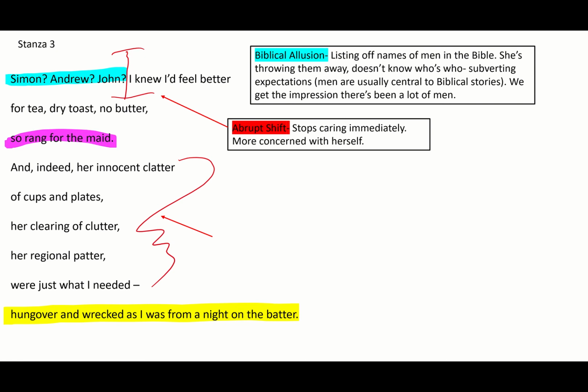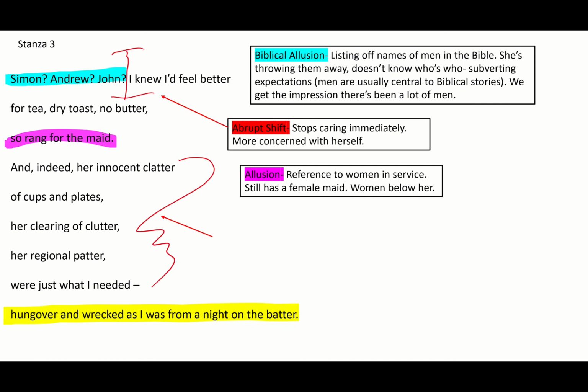So I knew I'd feel better for tea, dry toast, no butter, so rang for the maid. So it's interesting, there's a reference here to women in service, and historically women being in service. She still has a female maid, implying that there's women below her. And it's interesting, Duffy could have made this character a man, but she has chosen to keep the maid as a woman to, I think, still illustrate women are still in service, and maybe sometimes that women in charge still have women below them, because the patriarchy seeps into all aspects of lives like that.